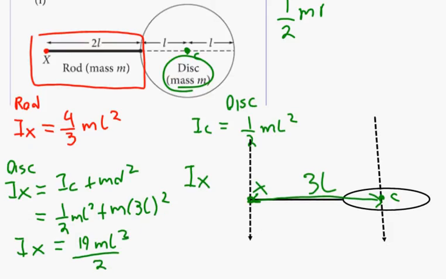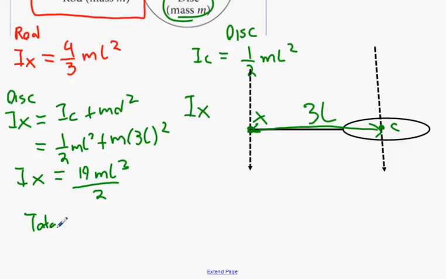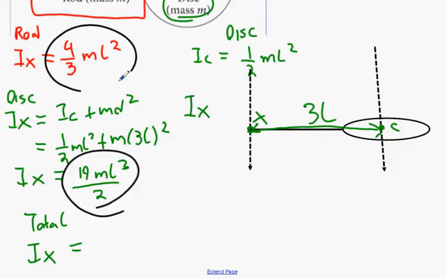Now, how do I get I total around X? Total IX, total inertia around X. What do I need to do then? Add them together. 19 over 2 plus 4 over 3. Any takers? Sorry? 65 over 6, so you go for, okay? That's not right, is it? Sorry? Oh, is it? ML squared. Are we cool with that? Try another one.